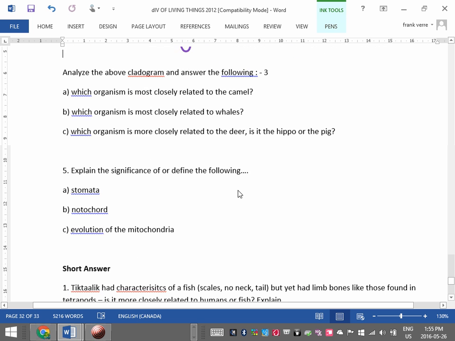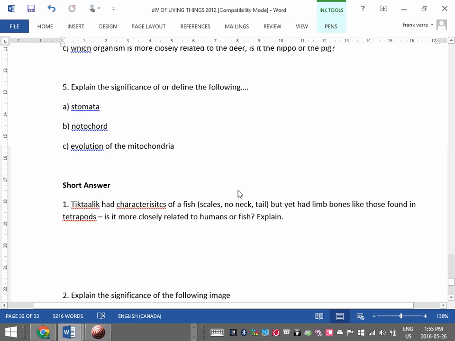Alright. You might get something like this. Now, this one will be more of a match the column, but here I just wrote it as a short answer question. So it'll be like, here's the term, and then you have to match it with the significance or the definition. So, for example, if I put up the word stomata, what would be the significance or definition of stomata? These are the openings in what kind of plants? In green plants. Land plants.